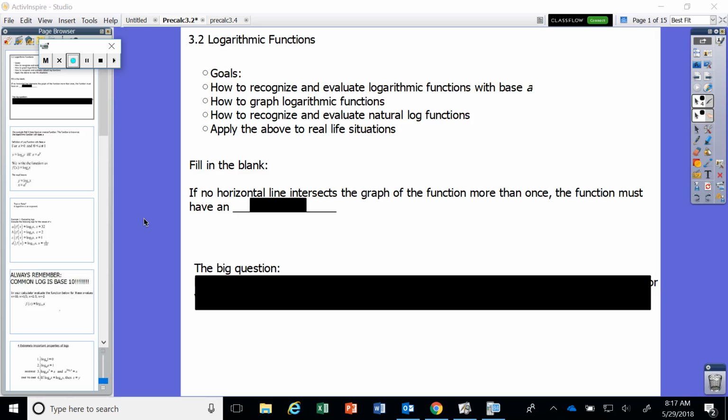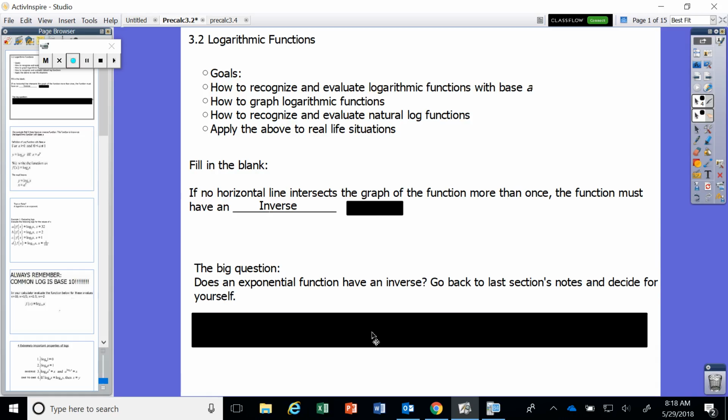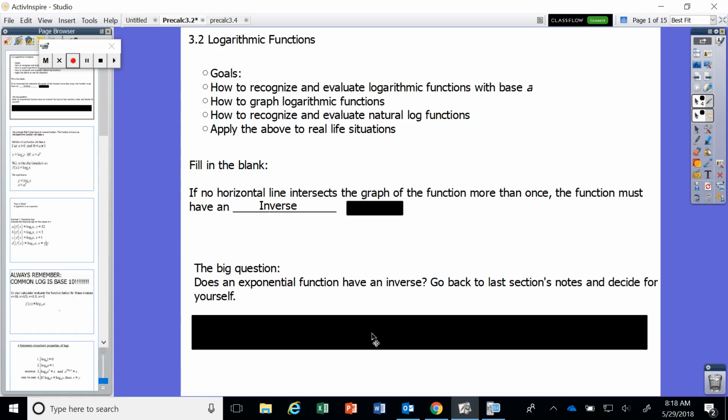So, if no horizontal line intersects the graph of the function more than once, the function must have a blank. What do you think is behind here? Well, hopefully you remember from our talk about inverses that that's the horizontal line test. If it passes the horizontal line test, it does have an inverse. So the big question that I have for you, think about our exponential functions, the growth, the decay, we just talked about them. Does an exponential function have an inverse? Go back to the last section or the last video if you need to check.